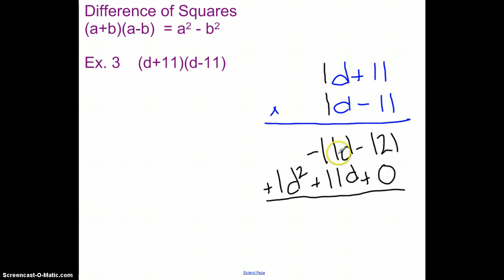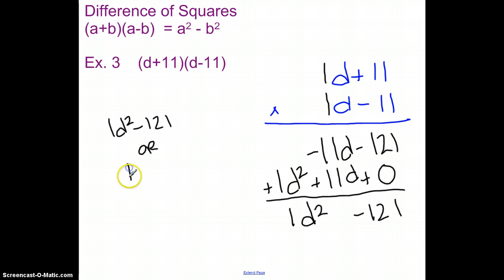Now in solving this problem, you'll notice that you have exact opposites here, which is what happens when you have that canceling out. So I'll be left with 1d squared minus 121. And actually, if I were to write that, people would write that as 1d squared minus 121. Or remember how we talked about in class, you could drop that 1 in the front, because we assume that 1 is there whether you write it or not.